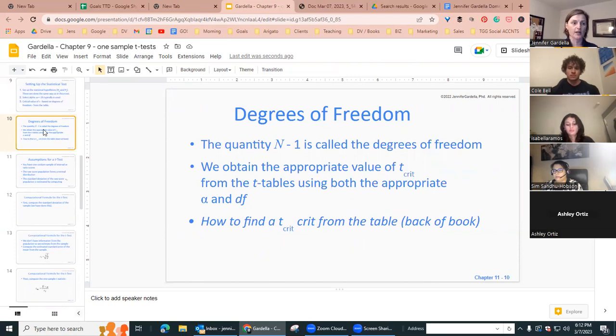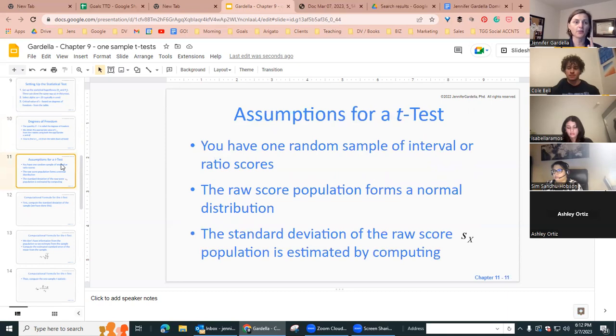They're both n-1. Once we move on, you have to be really careful, and I'll spell it all out for you. But for your 2 sample t-tests, dependent or independent, they change. Sometimes we do n-2. Okay. So just like in the Z hypothesis testing, we obtain the appropriate value of T critical from the T table in the book. I've given you the one that I find is easiest to use.